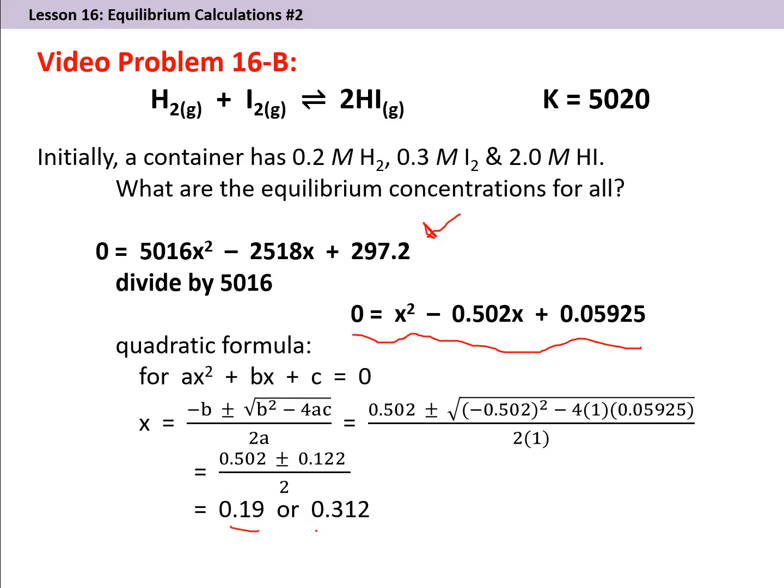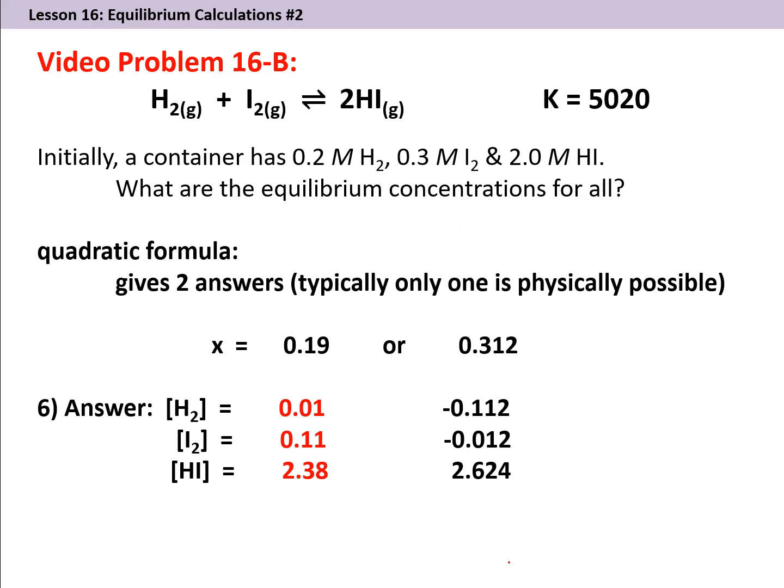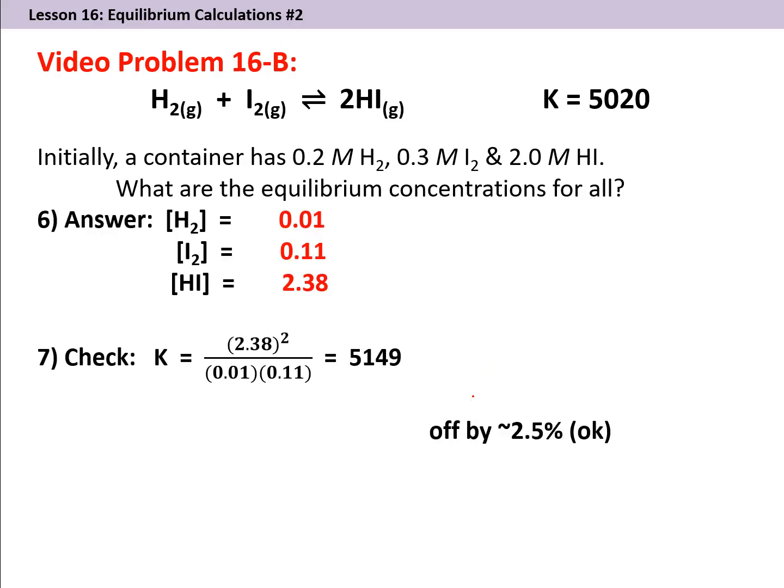I get two values for X. I go ahead, plug those back in. One gives reasonable values, one gives me bad values. And then I should always, always, always check my work just to make sure I'm close.